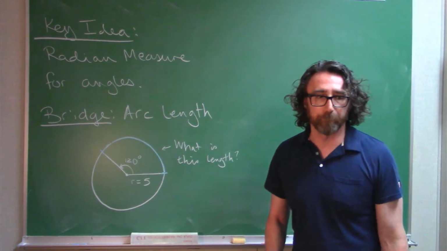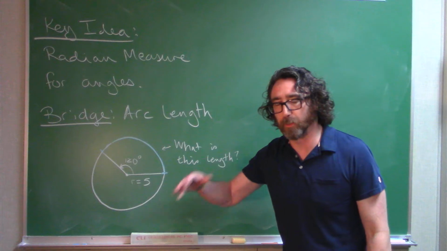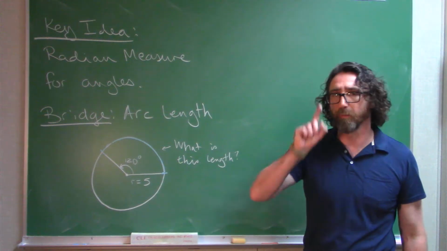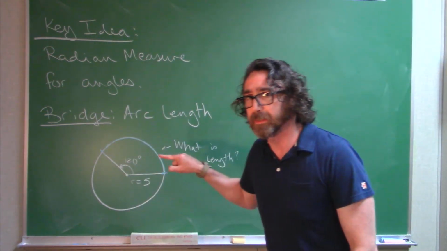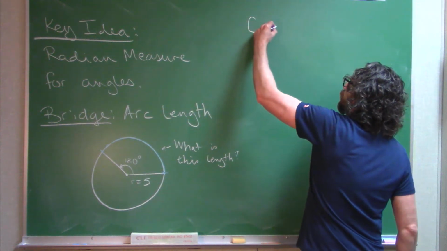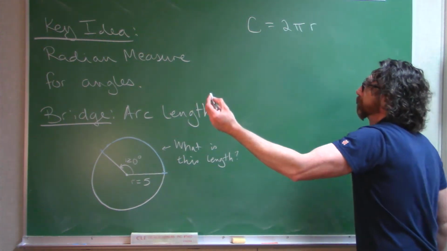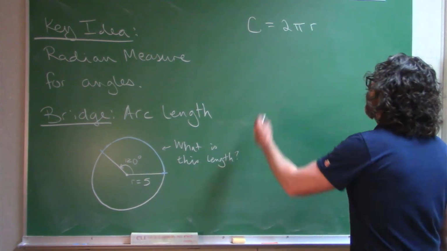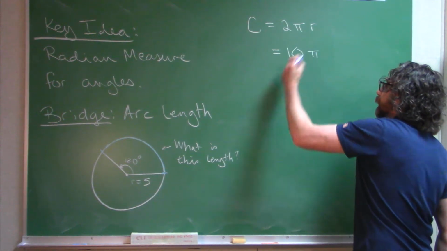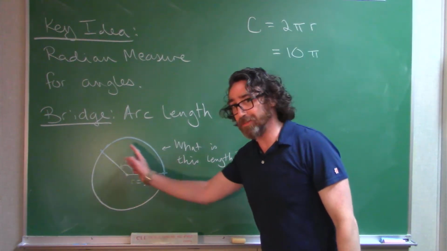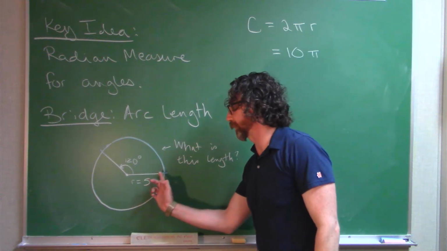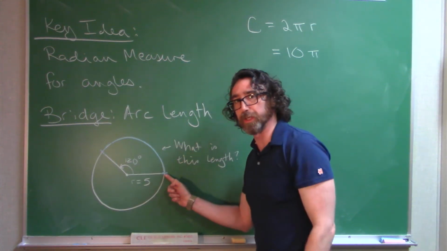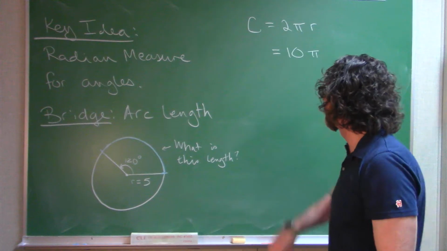What is this length? Let's think about how we can answer that with what we know right now. I know a formula for the circumference of a circle, the distance completely around the circle. The entire circumference of the circle would be 2 pi r. Since I know the radius, my circumference is 10 pi. Now, I haven't gone the full way around. If I'm going from here to here, making a 120-degree angle, that's only 1/3 of the way. How do I know it's 1/3 of the way?